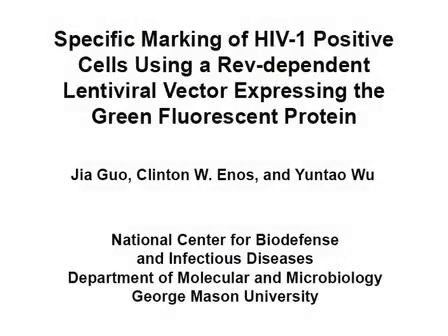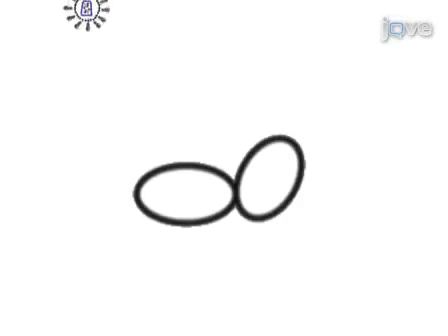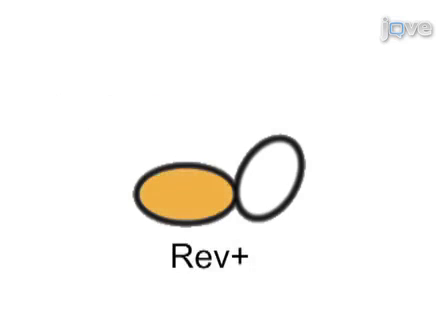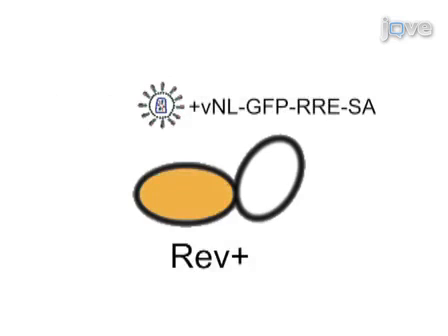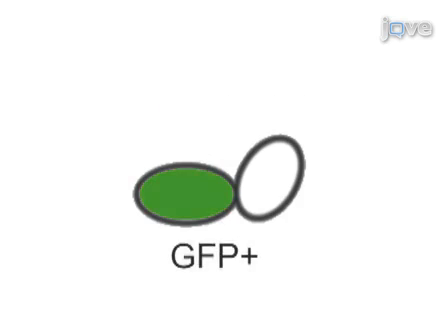The overall goal of this procedure is to identify HIV-positive cells using an HIV-1 Rev-dependent lentiviral vector carrying the green fluorescent protein. This is accomplished by first producing the Rev-dependent lentiviral particles by co-transfection. The second step of the procedure is to infect human CD4 T cells with HIV-1. Next, the HIV-positive human CD4 T cells are superinfected with the lentiviral particles carrying the GFP gene.